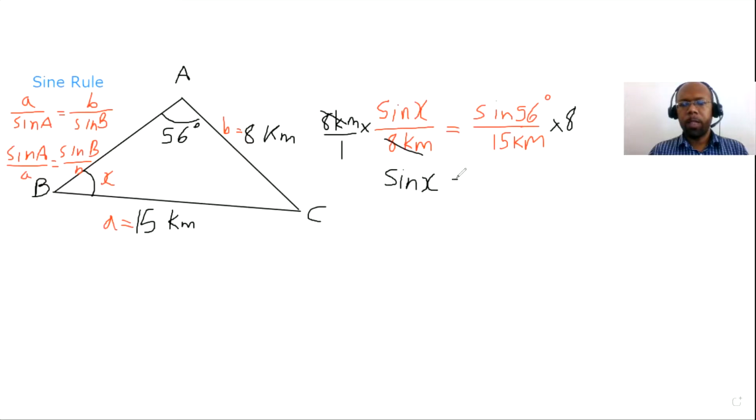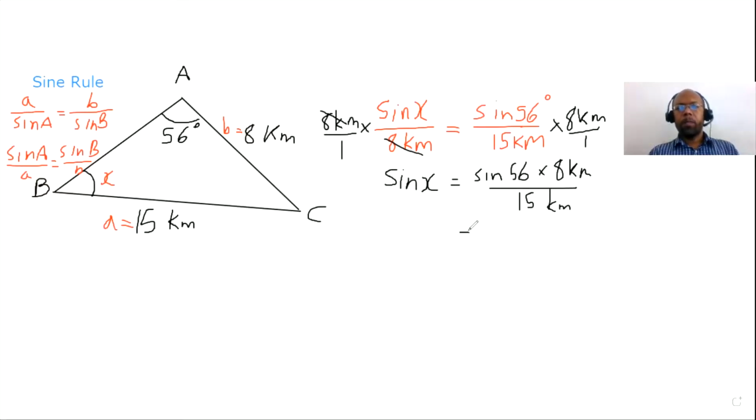Okay, so now we end up with just sine of x, and we have the 8 km. Now remember, this 8 km is over 1, right? So therefore, we have sine of x equals sine of 56 times 8 km over 15 km. So that's how the problem looks now.